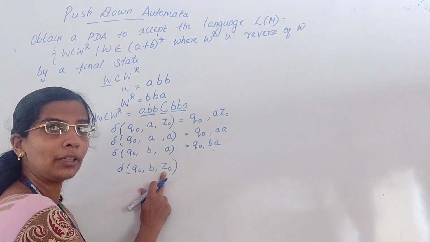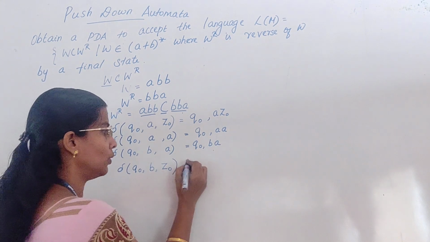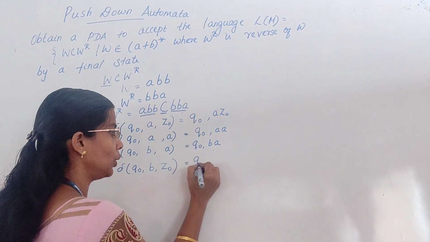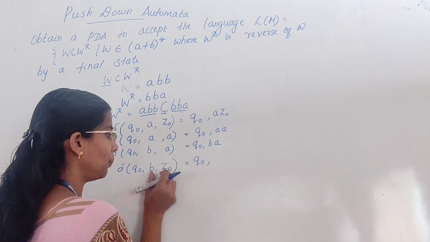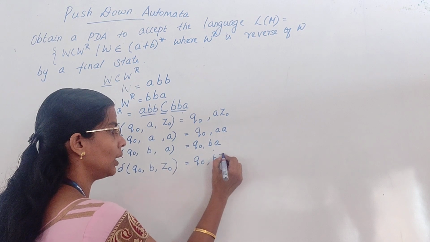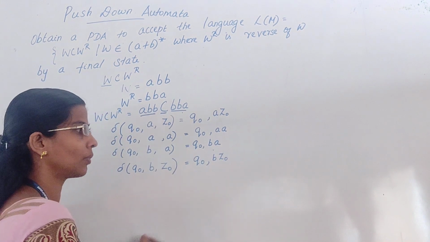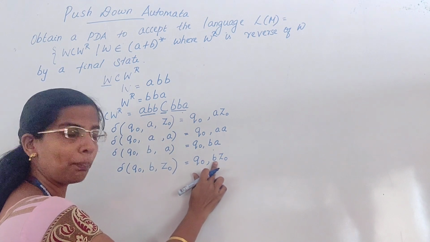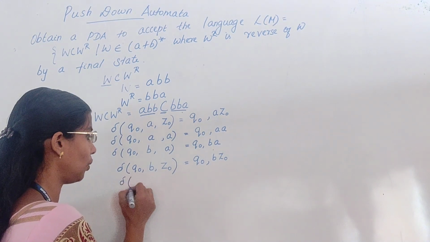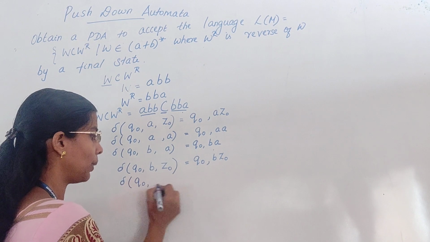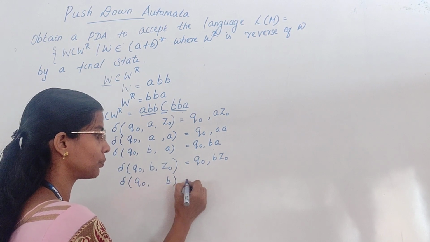Stack empty, how will I denote it? I will denote it using Z naught. So what you have to do is push B, giving Q naught, B Z naught. Now what is your stack top? B. So delta of Q naught, my stack top is B.